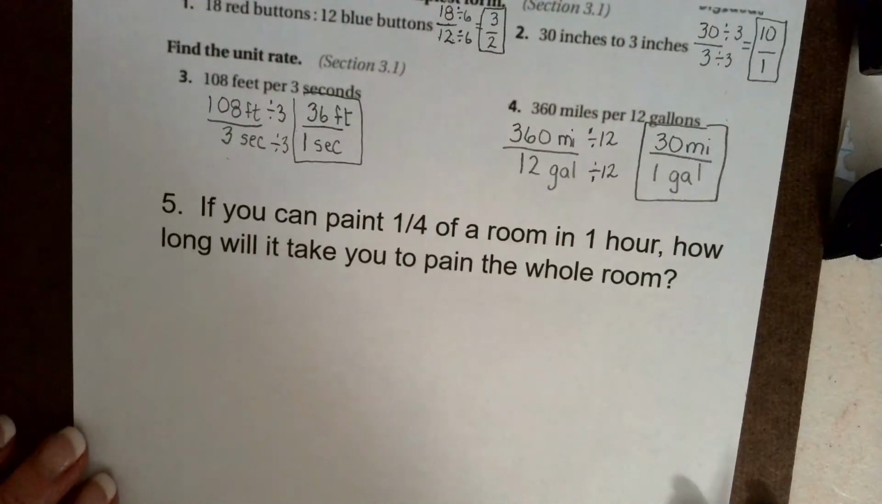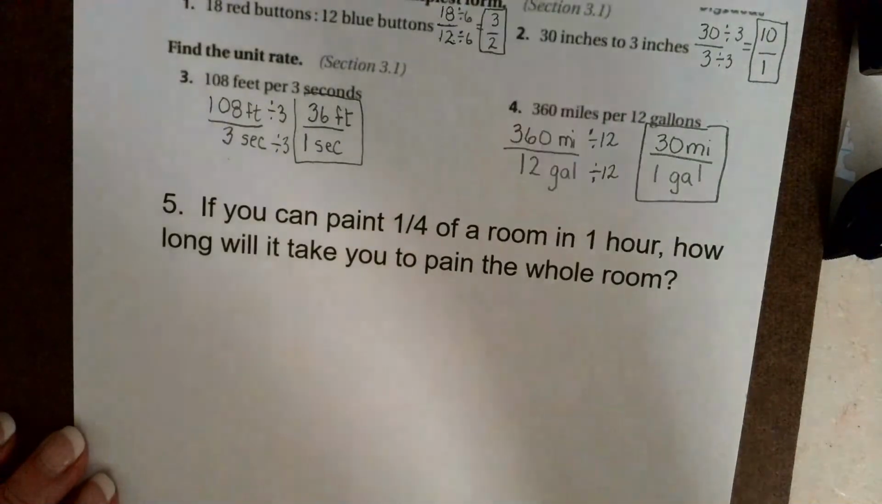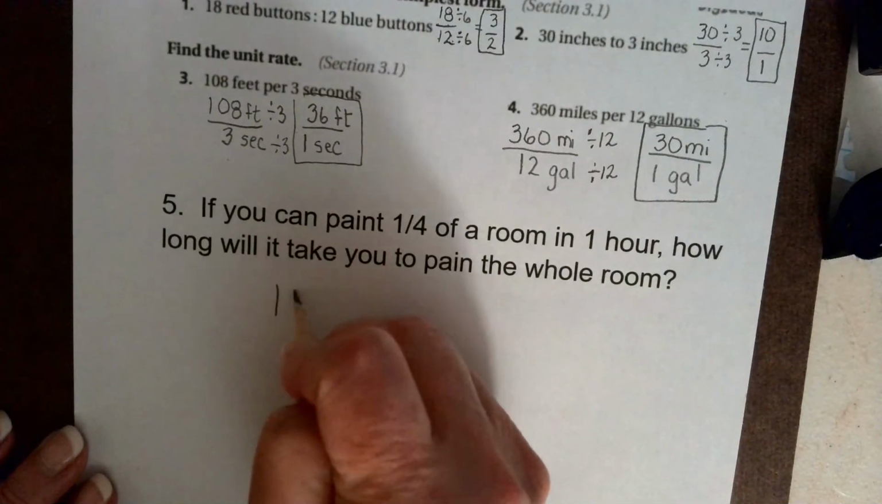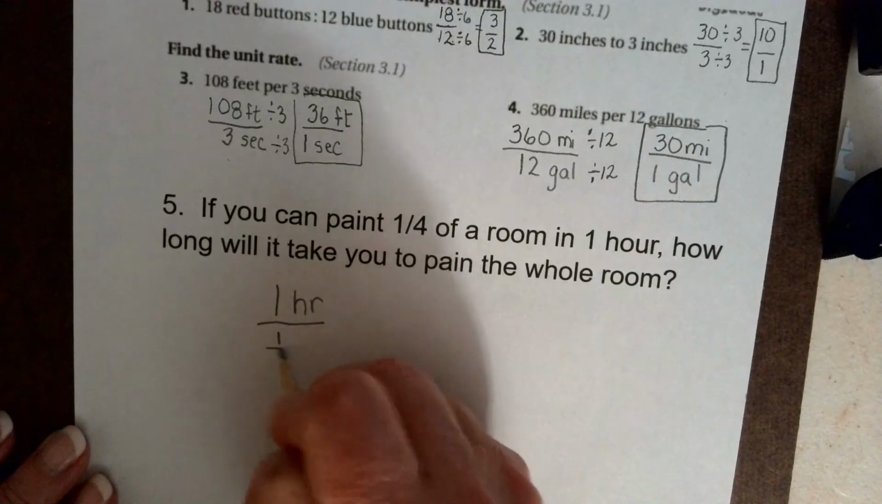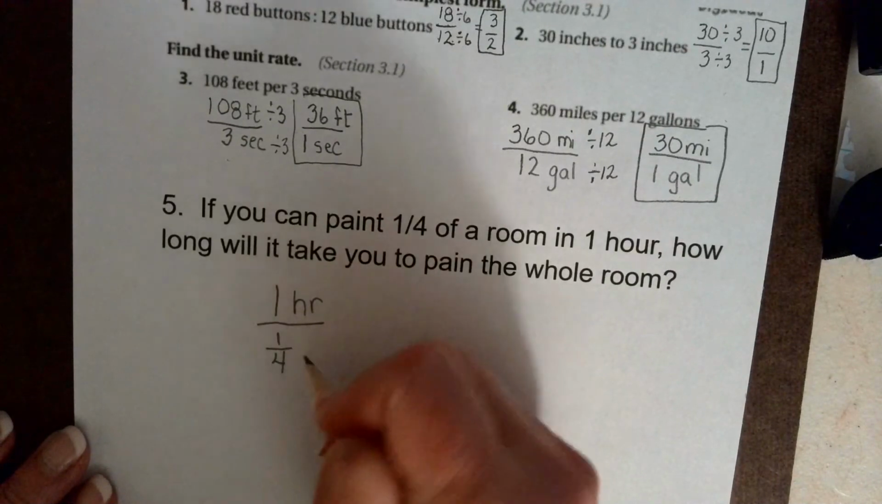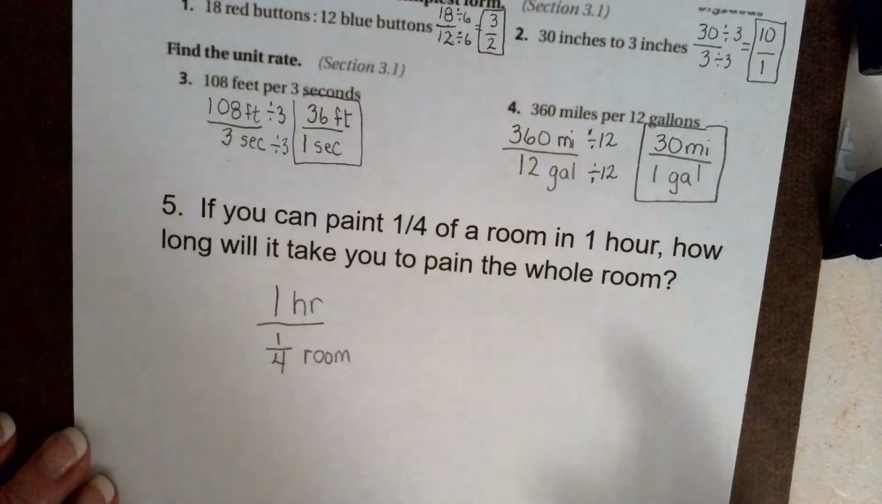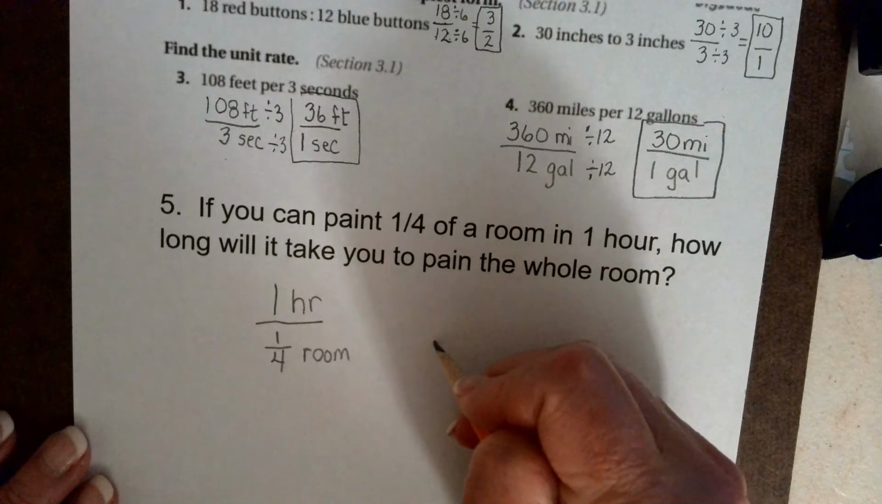If you can paint 1/4 of a room in 1 hour, how long will it take you to paint the whole room? So we're setting up the rate. We've got, it takes 1 hour to paint 1/4 of a room. And we want to know how long it takes to paint the whole room.